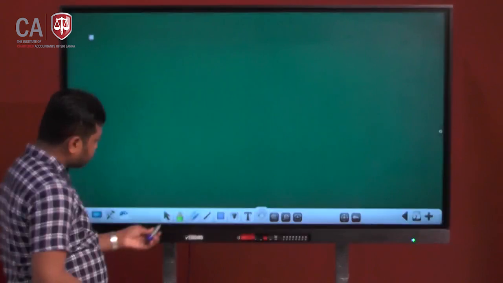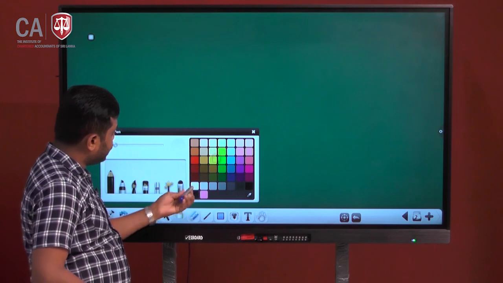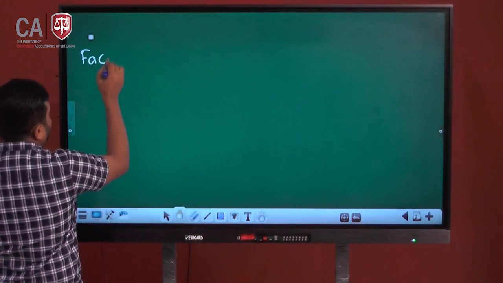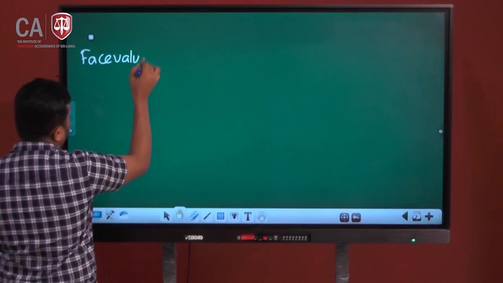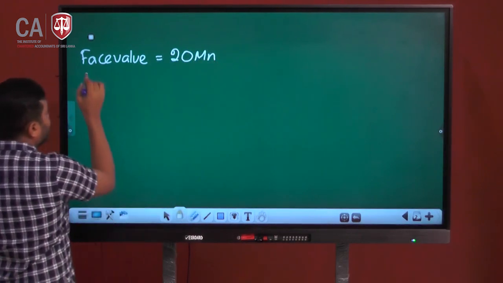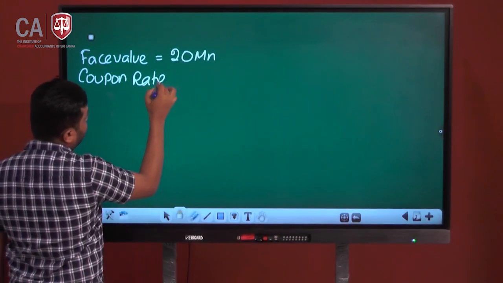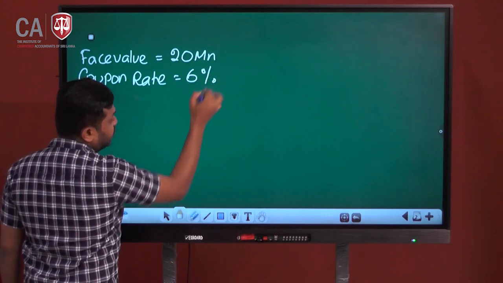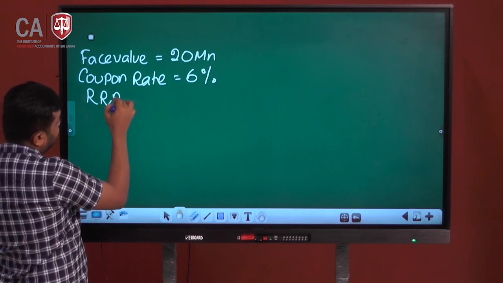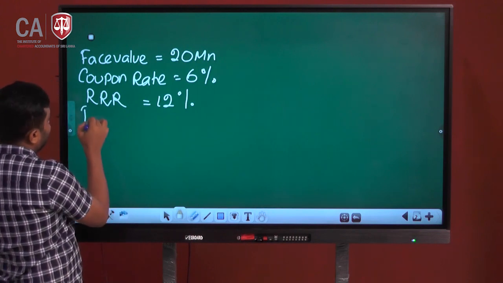Okay. First, I will summarize the basic information. Face value: 20 million. Coupon rate: 6%. Required rate of return: 12%. Term to maturity.